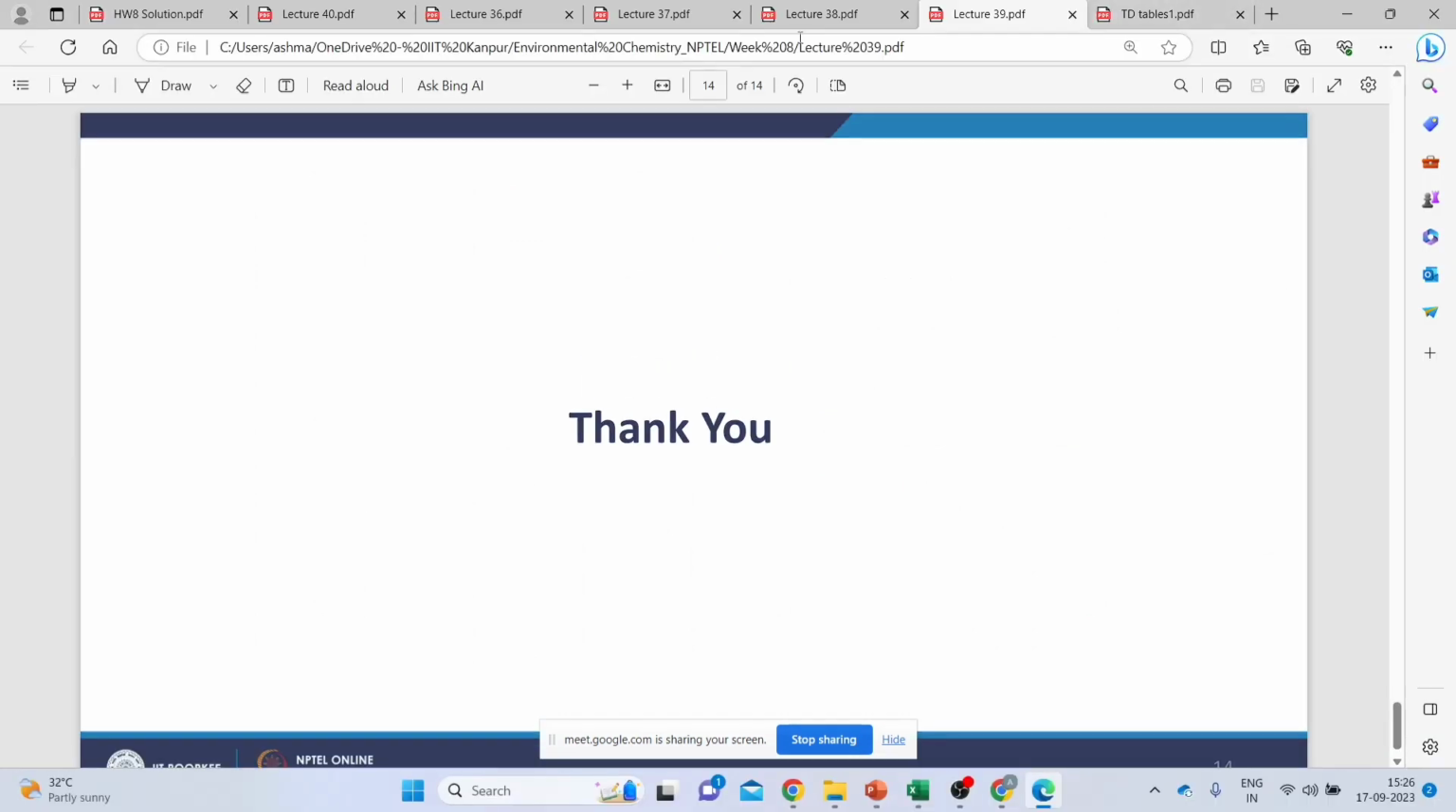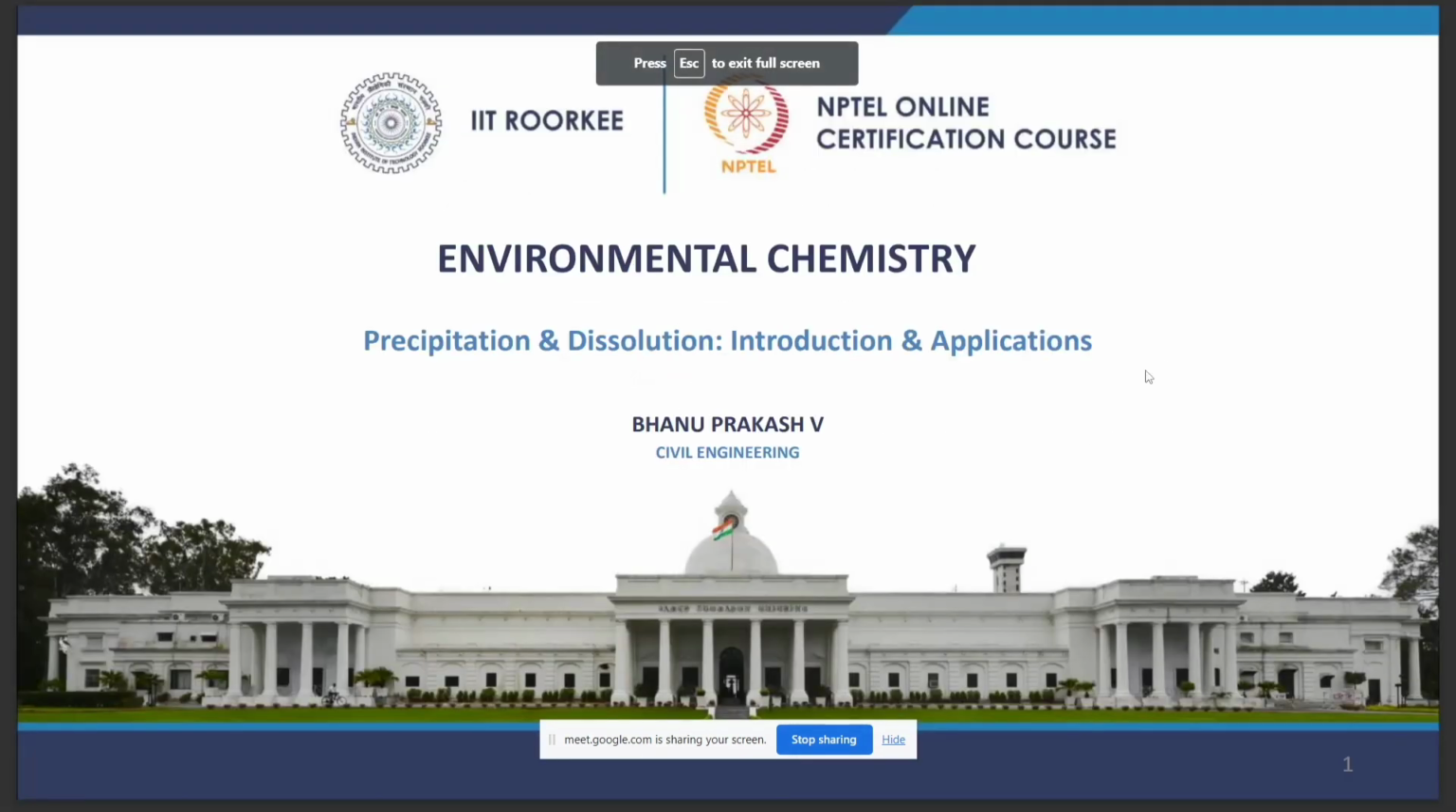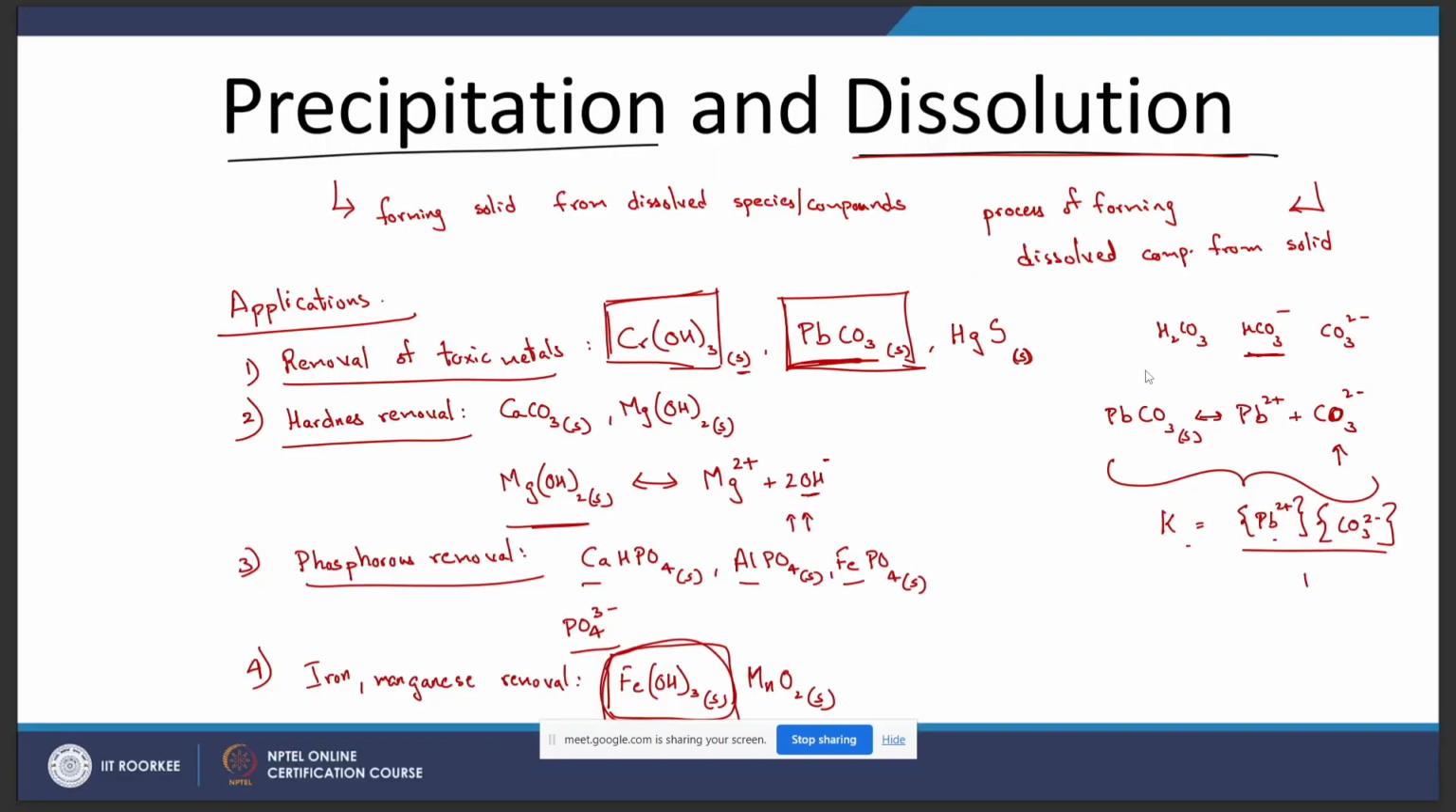So let's move to the last part of the week 8 material. It is about precipitation and dissolution. An introduction about precipitation and dissolution was given. These are some of the applications. Like if we want to remove toxic metals, then we can add some compound or chemical in the system which will complex with the heavy metals and precipitate them out of the system.